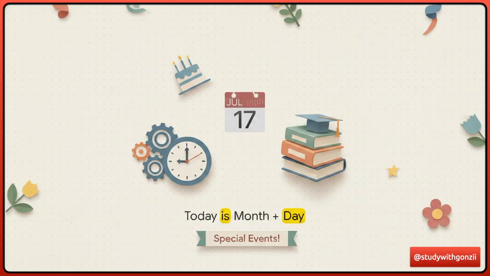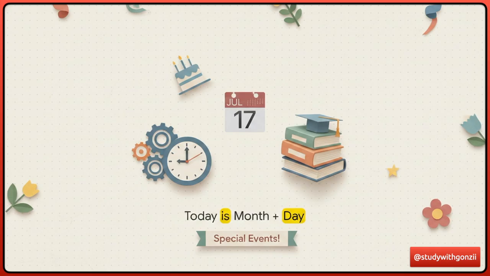So how do we use this in real life? If you want to say the date, the structure is brilliant in its simplicity. It's just today is plus the month plus the day. For example, today is March 15th. You can use this exact same logic for special events too, like my birthday is on July 3rd.